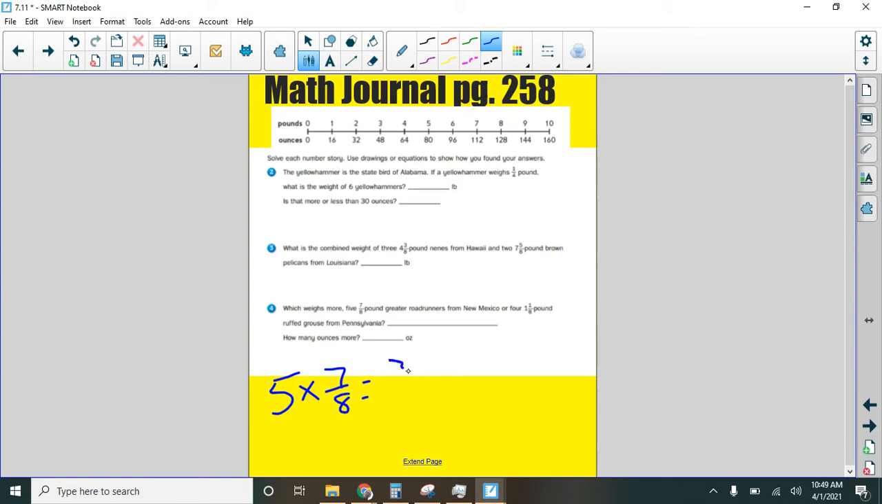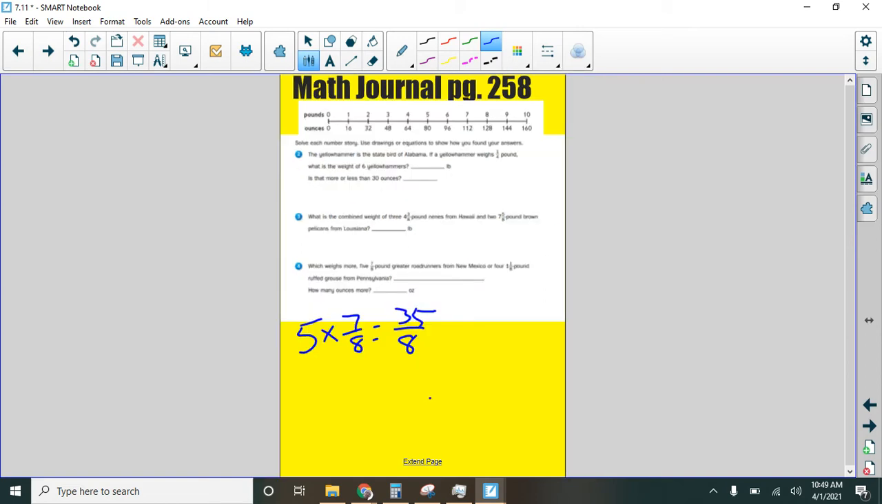5 times 7 is 35, so 35/8. Now I need to change that into a mixed number, of course. So how many 8s are in 35? 8, 16, 24, 32, 4. And if I got to 32, then 3 would be left over. I like to label my numbers as I go, and you should too. This is the amount of pounds for the roadrunners. Call that roadrunners. This is how much the roadrunners weigh.